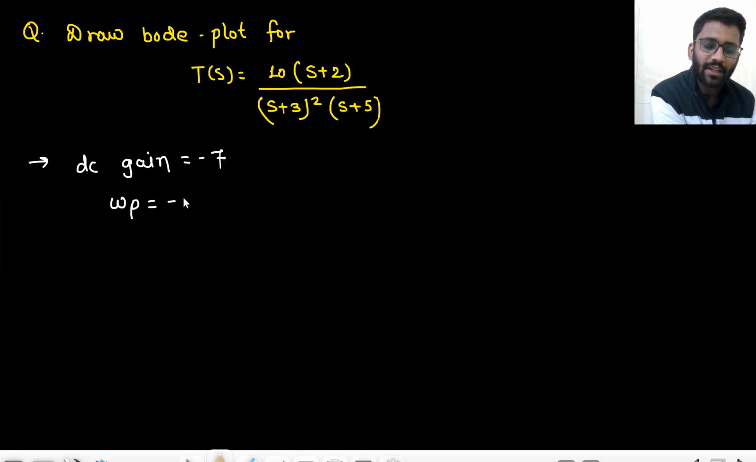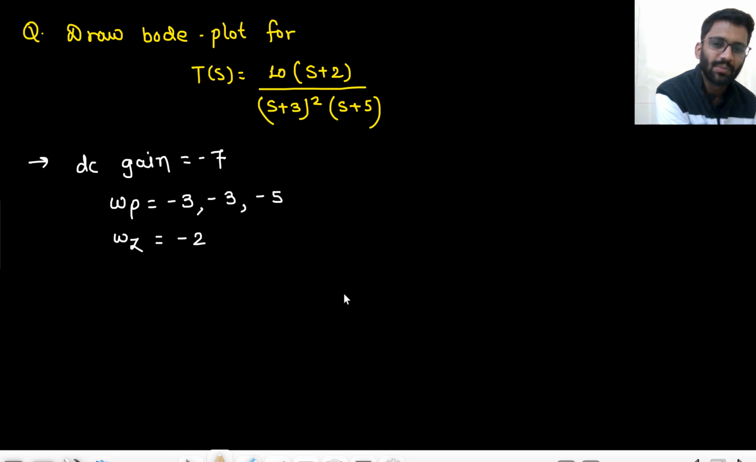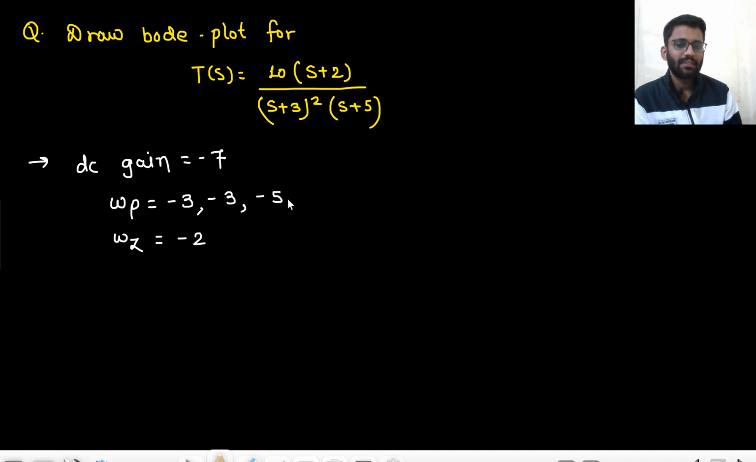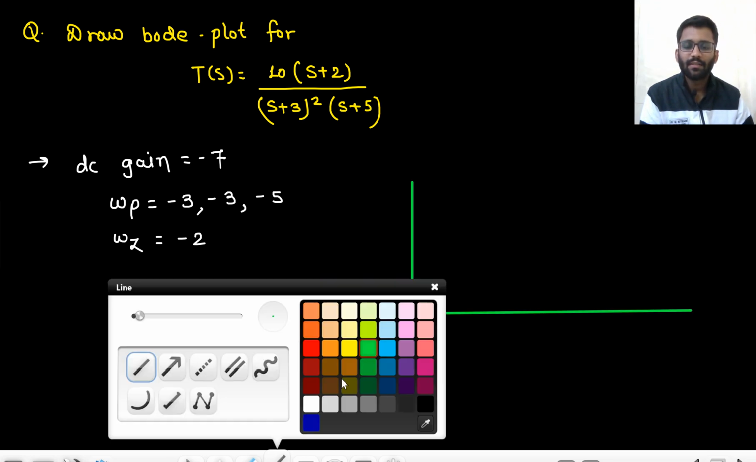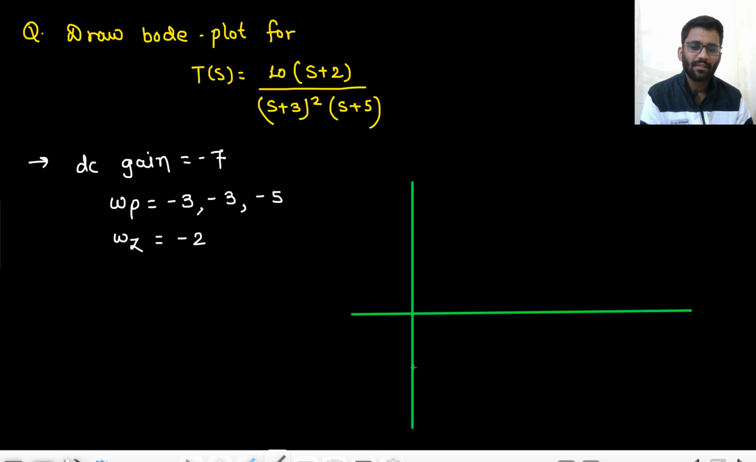So what is the location of pole? There are two poles at -3, -3, and -5. You can see. What is the location of 0? The location of 0 will be -2. Okay. The location of pole is -3, -3, -5. Location of 0 is -2. Well and good. So how will the graph go? It has a DC gain -7.